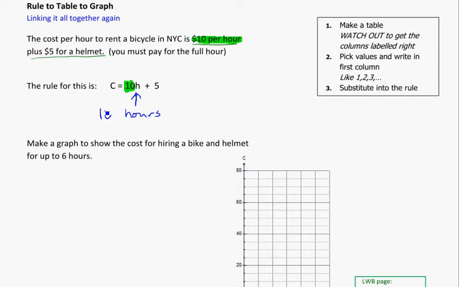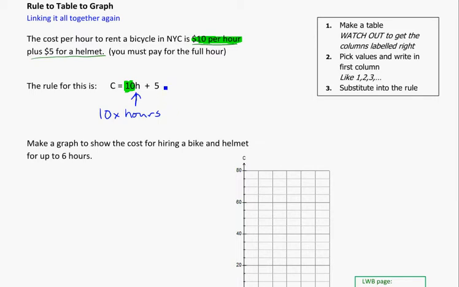And here we're looking at that as $10 for every hour. So if you go 10 times 1 for the first hour, or for 1 hour, you'd get $10. If you rented it for 4 hours, you could go 10 times 4 and you'd get 40. So that's what the H comes from. That's 10 times H, or 10 times every hour that you rent the bike.